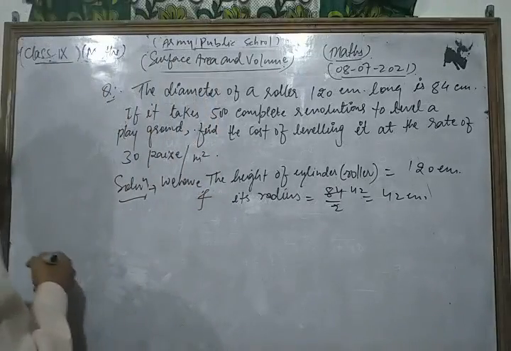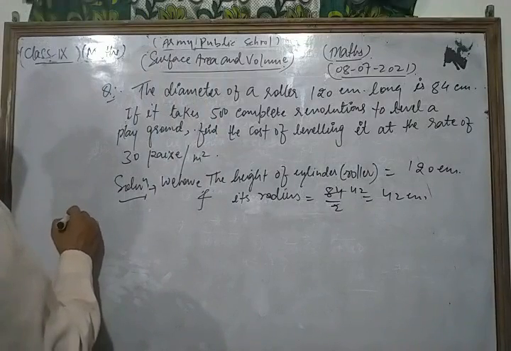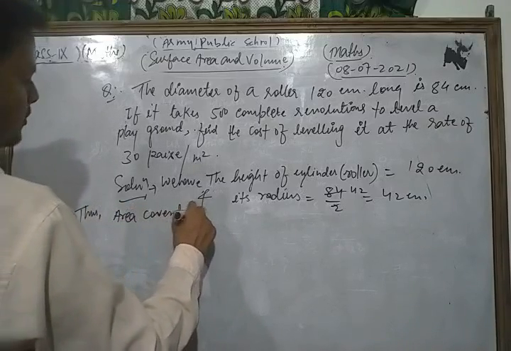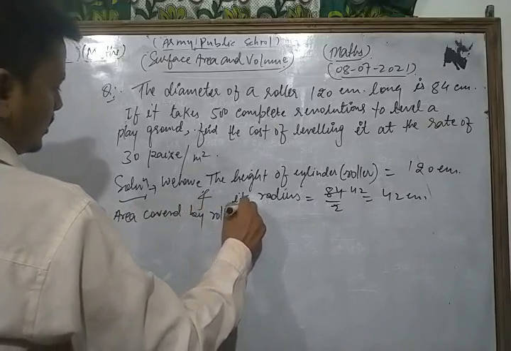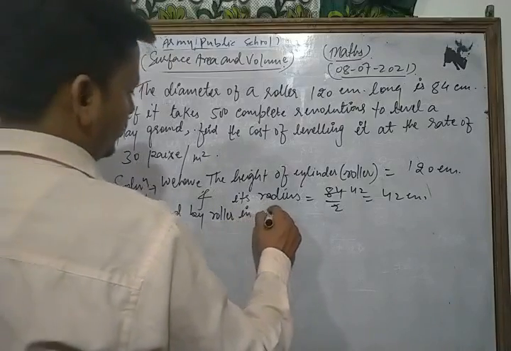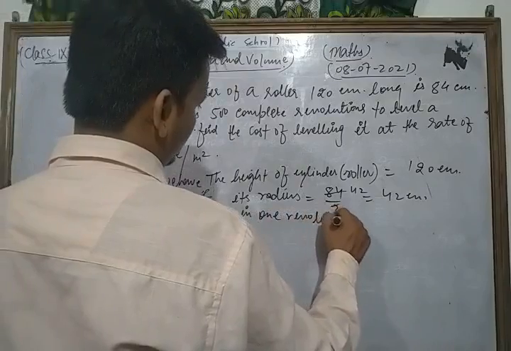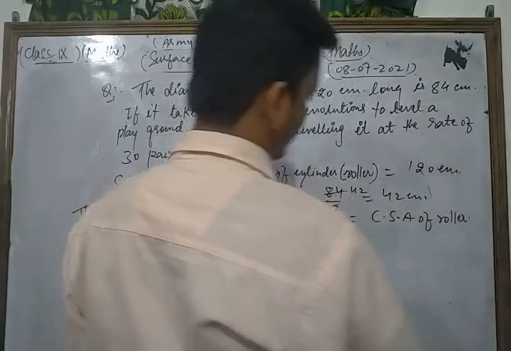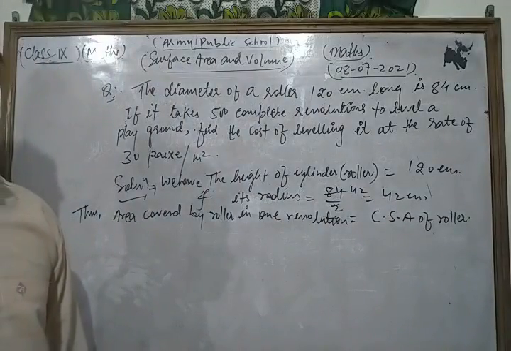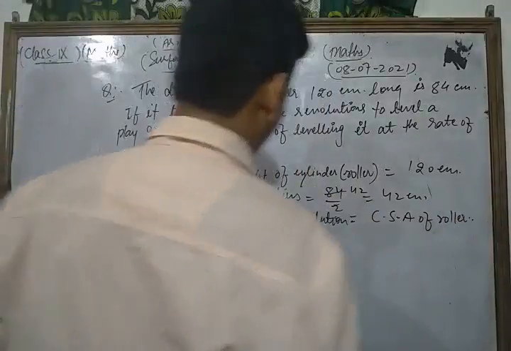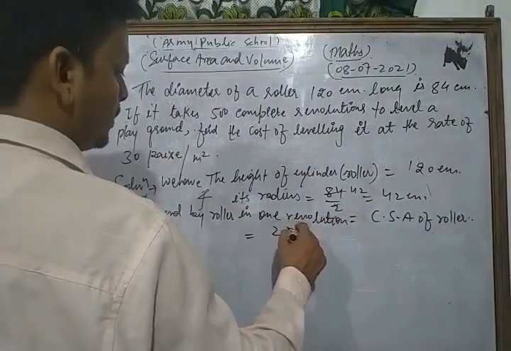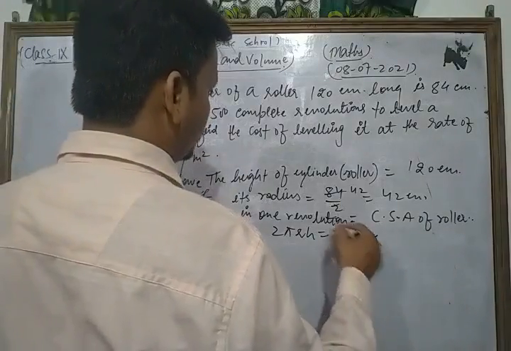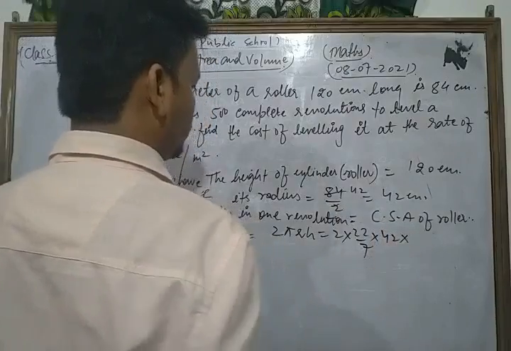Okay, so now the area covered by the roller in one revolution is equal to the curved surface area of the roller. The curved surface area of a cylinder is 2 pi r h, that is 2 into the value of pi, which we take as 22 upon 7, into r, the radius, which is 42, into h.